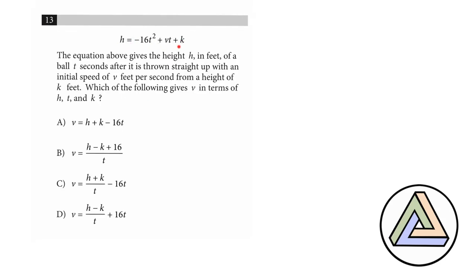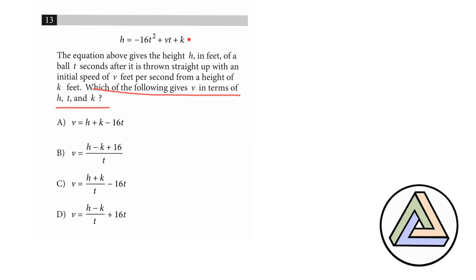All right, crazy looking weird function. The equation above gives the height in feet of a ball t seconds after it's thrown straight up with an initial speed of v feet per second from the height of k feet, and so on. Which of the following gives v in terms of h? All right, so it's that last sentence that really helps us see what needs to be done. Which of the following gives v in terms of h? Anytime the SAT says, solve for v in terms of something, that literally means v equals what, right?